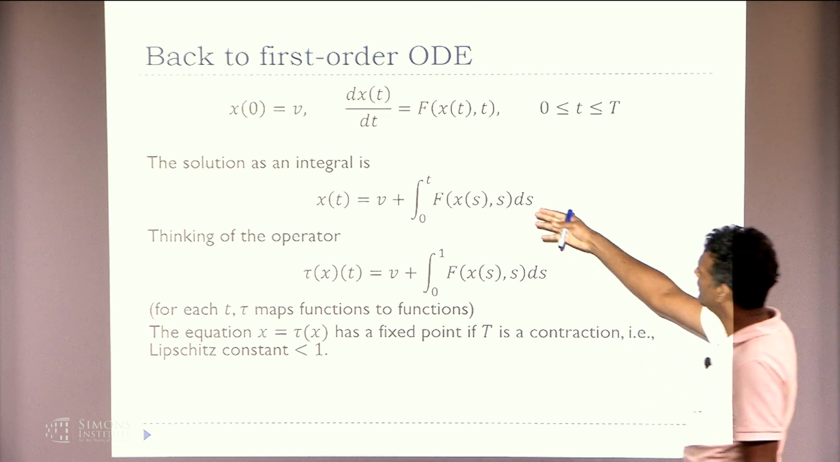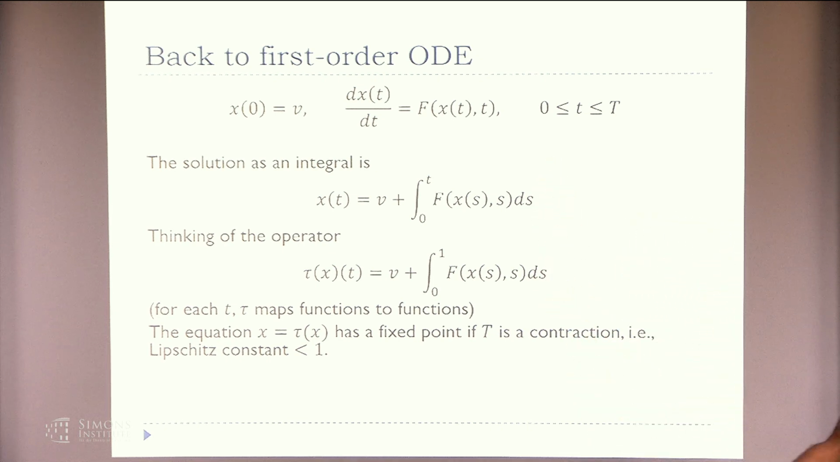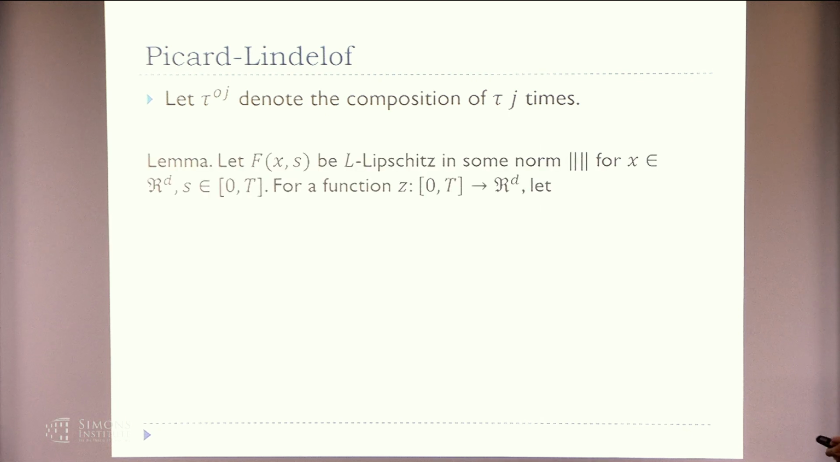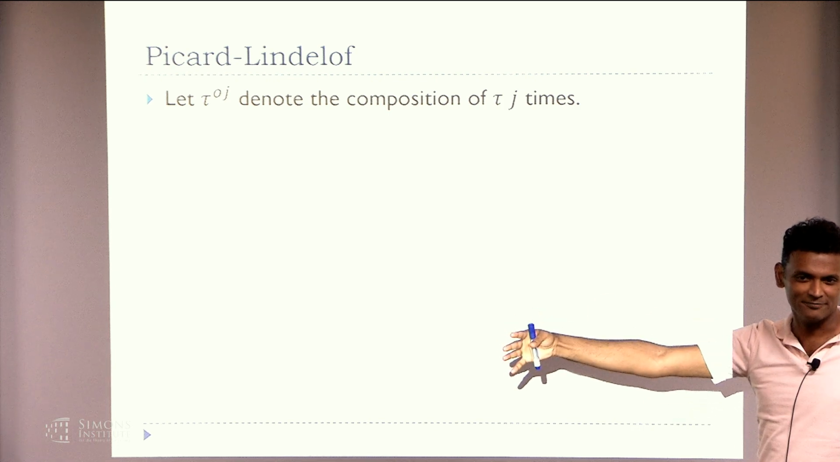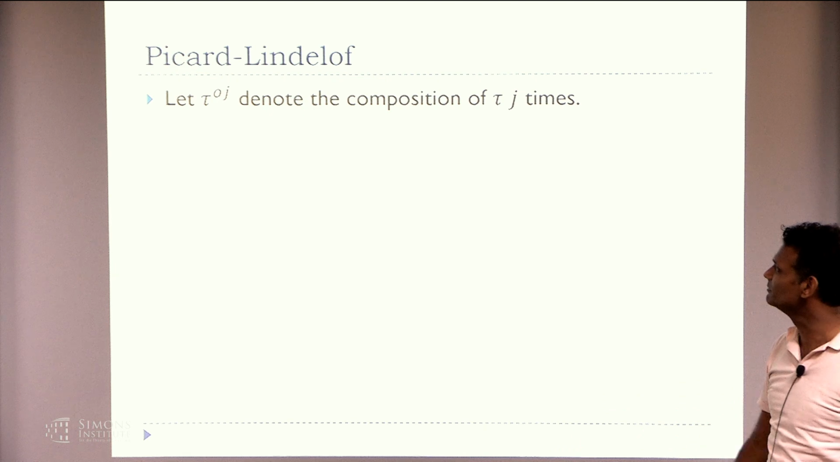But you have some ODE. Why should this Lipschitz constant be less than 1? Maybe it's Lipschitz, but not less than 1. Of course, this is dealt with in the literature. What if it's L-Lipschitz for some L? And this type of theorem is called the Picard-Lindelof theorem. And it just says, imagine applying this operator not once, but j times. Okay, in one step, you couldn't get a contraction perhaps, but let's look at j times.